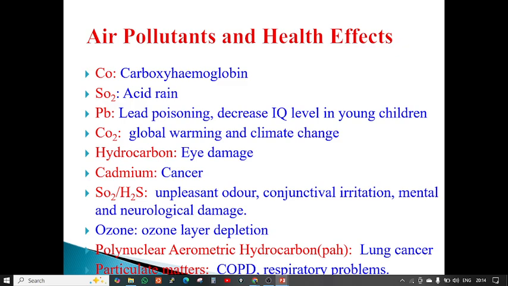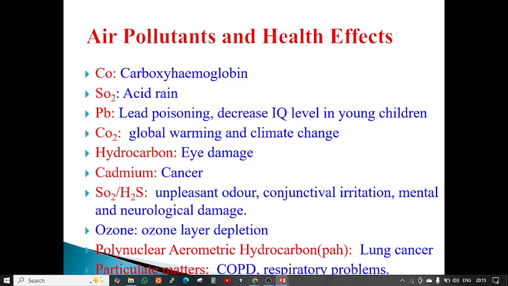Similarly, carbon monoxide is responsible for carboxyhemoglobin formation. That means when you inhale carbon monoxide along with oxygen into your lungs, the blood gets attached to the carbon monoxide, and you can die immediately due to the absence of oxygen. So when we compare carbon monoxide and oxygen, carbon monoxide attaches more easily to the blood. That is called carboxyhemoglobin, the complex molecule that forms when carbon monoxide reacts with the blood.